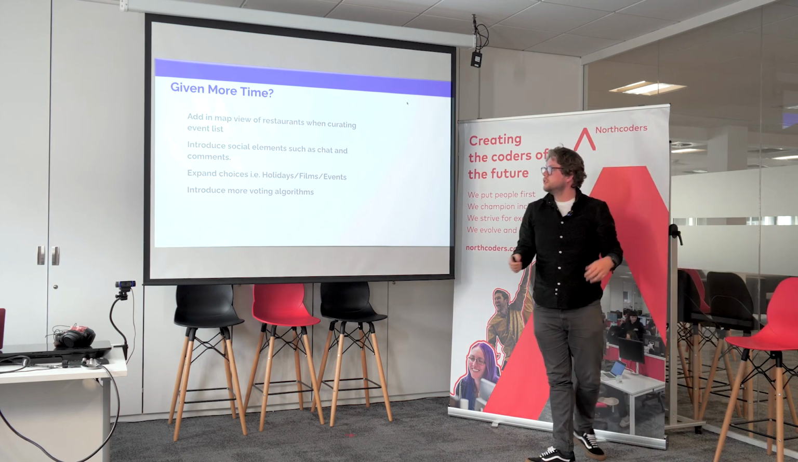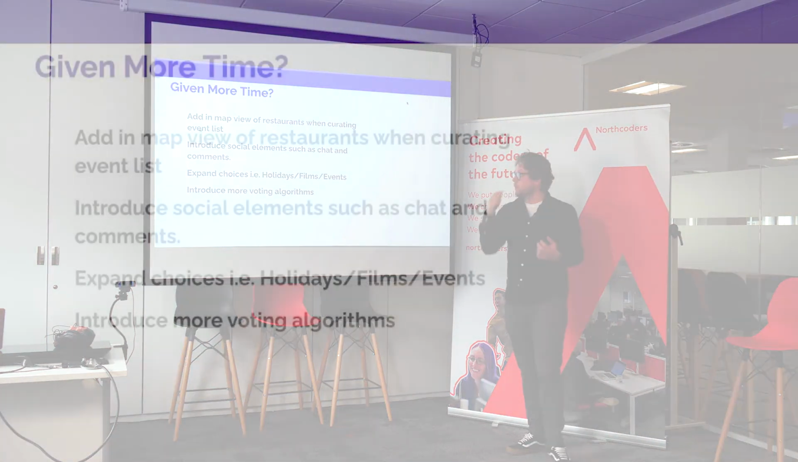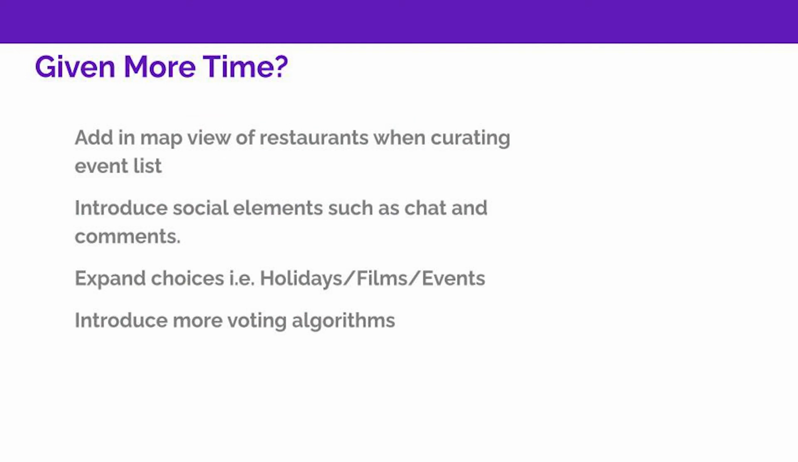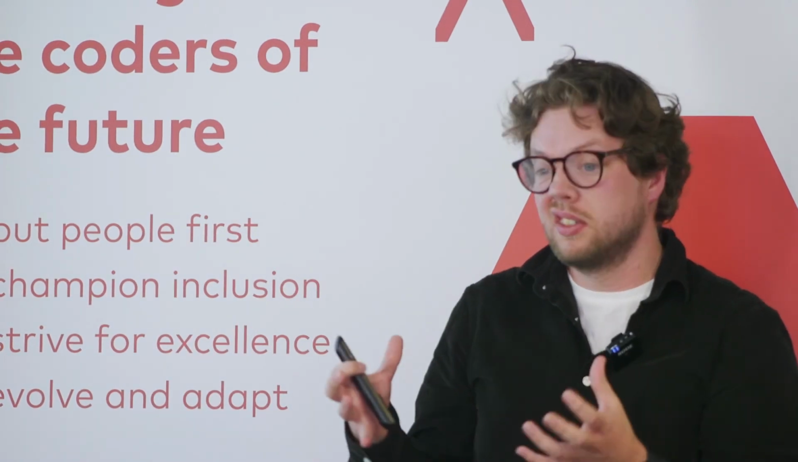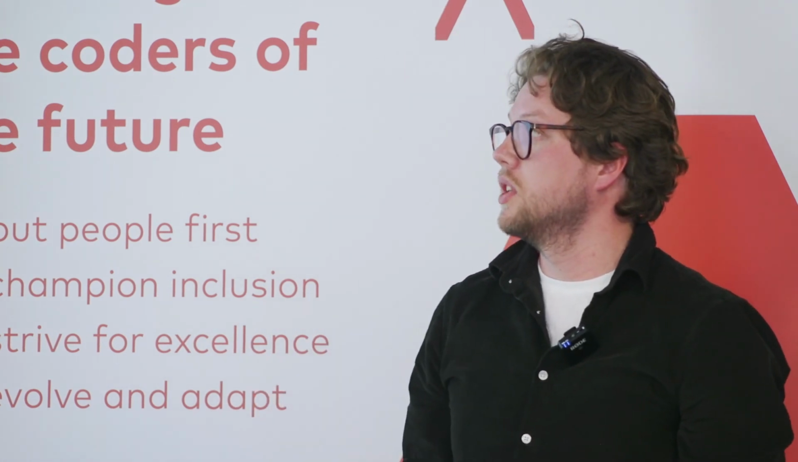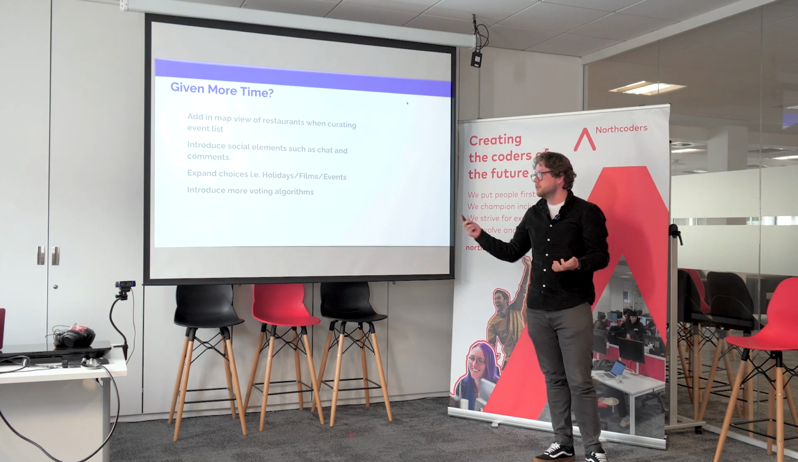Finally, I'd just like to talk about stuff that we'd like to implement given more time. Given what Amar said, when we first started planning, we wanted everything to be in the MVP. We thought, oh yeah, everything's great, but we prioritized and then decided what our actual MVP would be, what you've seen on the demo. So for example, we would like to add a map view when an organizer is making an event so they can see it when they're creating that list. And then finally, introduce some social elements such as chat and comments.